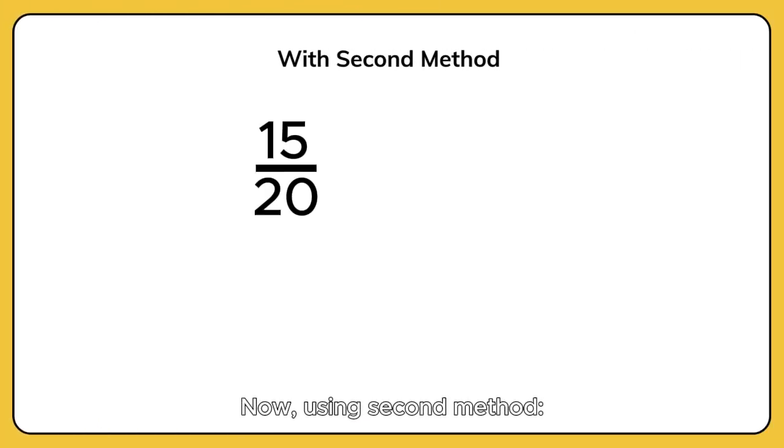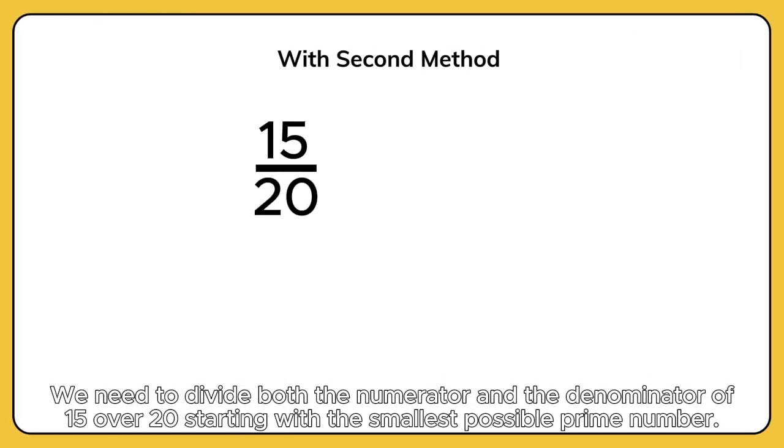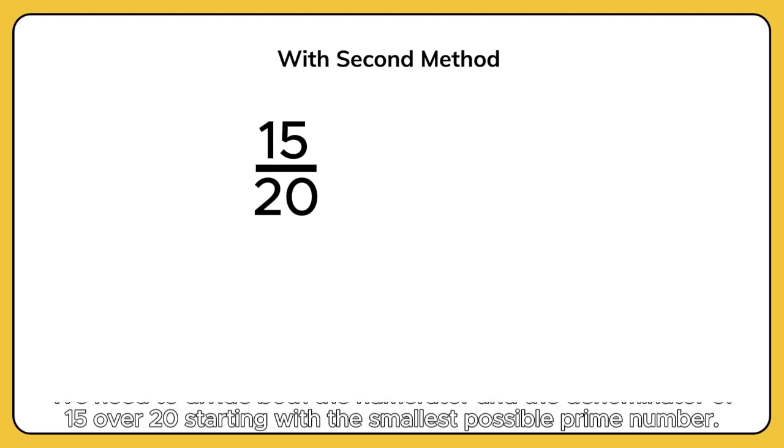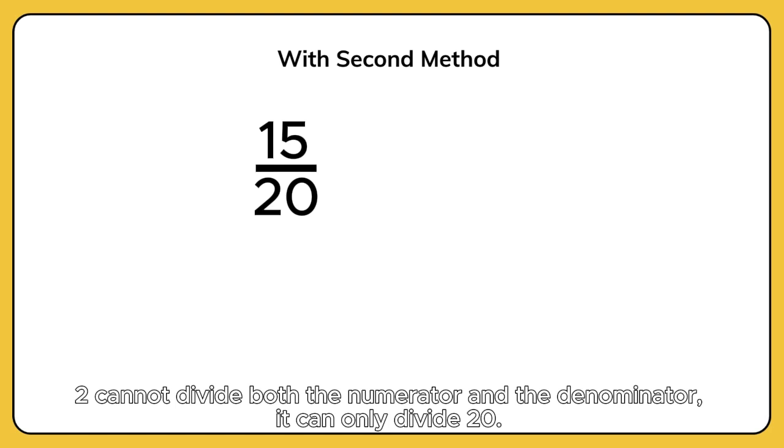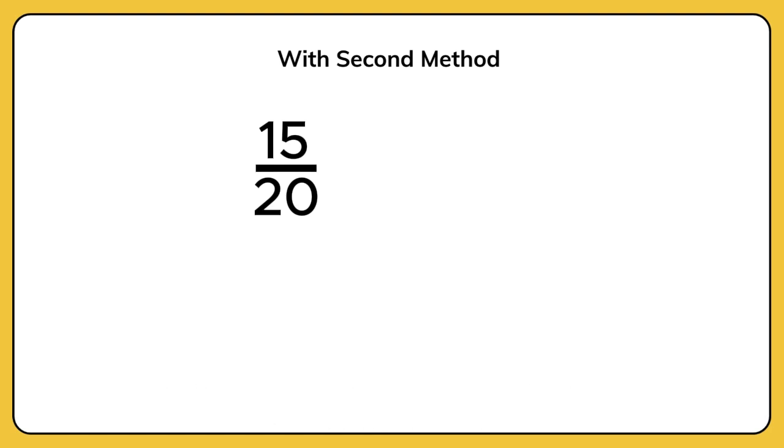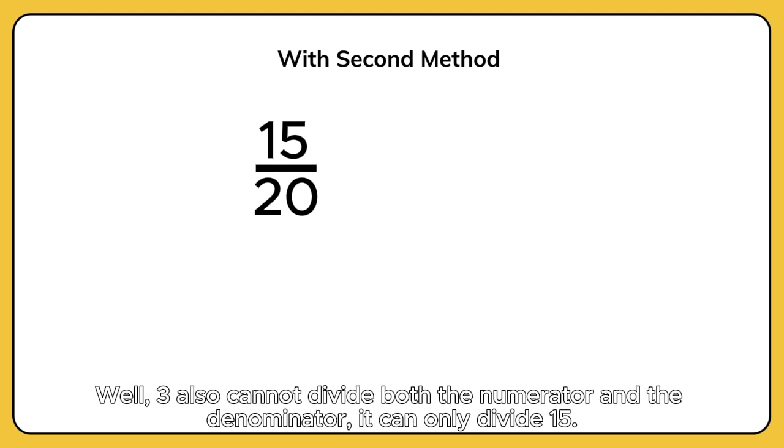Now, using the second method, we need to divide both the numerator and the denominator of 15 over 20 starting with the smallest possible prime number. 2 cannot divide both the numerator and the denominator. It can only divide 20. Well, 3 also cannot divide both the numerator and the denominator. It can only divide 15.